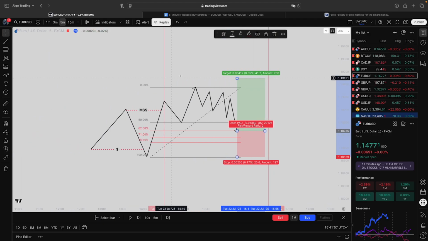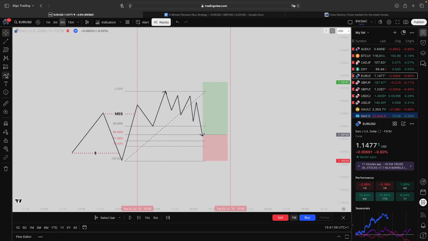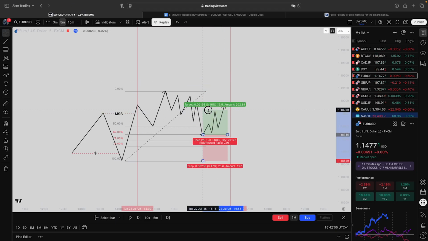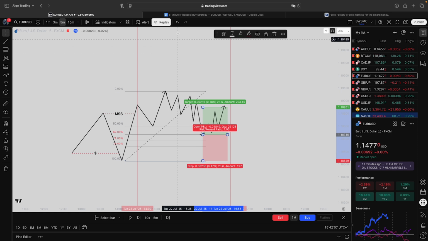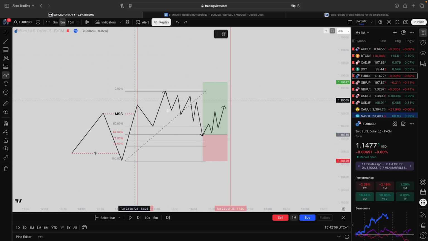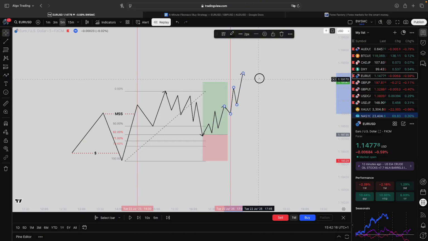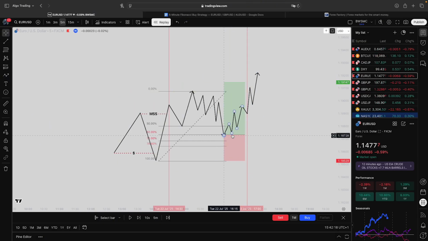So boom, once we're able to target that 1 to 2 risk to reward, we just wait for price to then start moving so we can take profits. And again, your first take profit level should always be 1 to 1. Your second take profit level would be at a 1 to 2 risk to reward ratio. So as you can see right here, boom, there we go. It's the second take profit level.